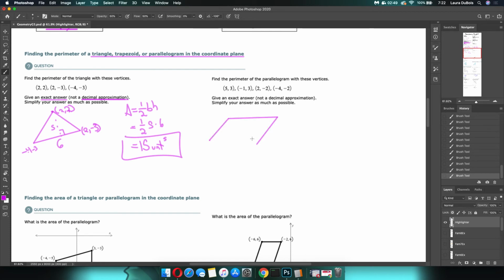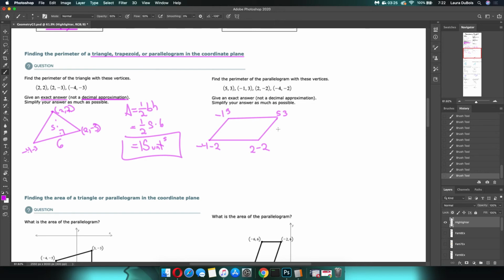Okay, so let's get ourselves vaguely set up. That doesn't look perfectly like a parallelogram, but we can pretend. No, I can't. Ms. Dubois is paranoid. There we go. Okay, we have 5, 3, -1, 3. So we already know that the height is, no, all right, let me stop thinking I know what I'm doing until later. 5, 3, we have -1, 3, we have 2, -2, and -4, -2. I had to think about that.